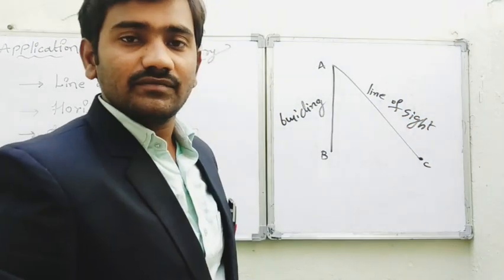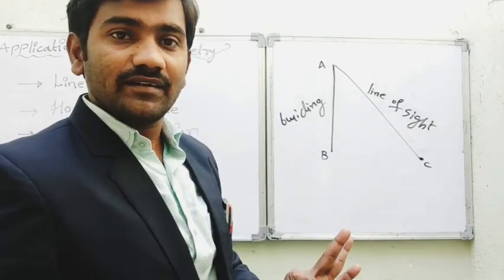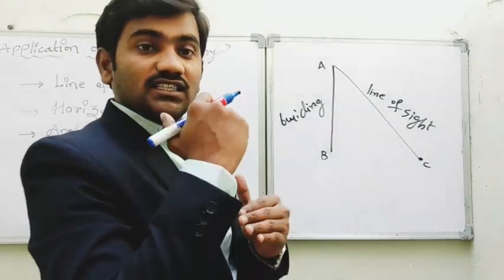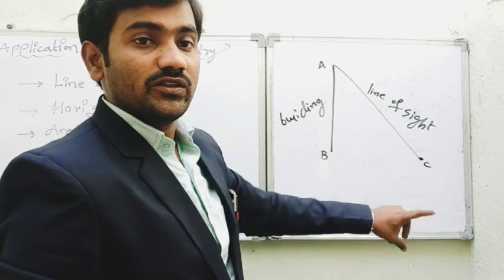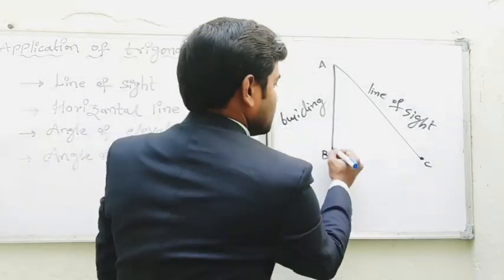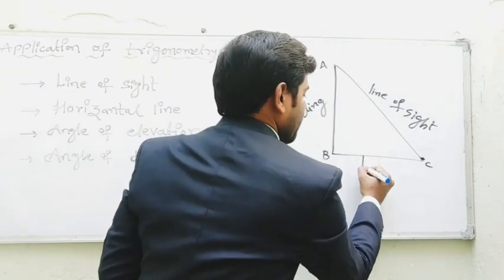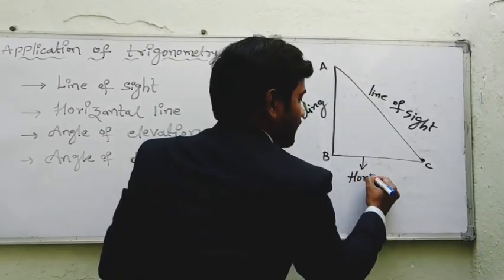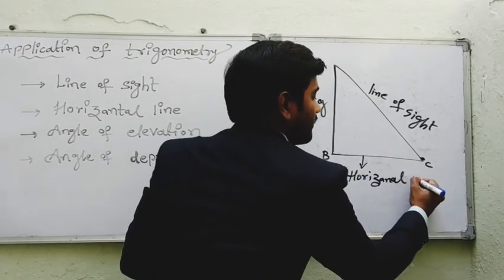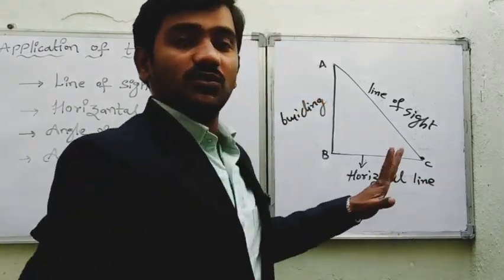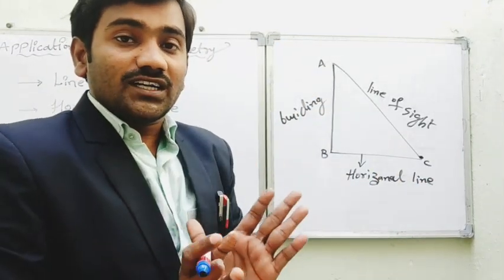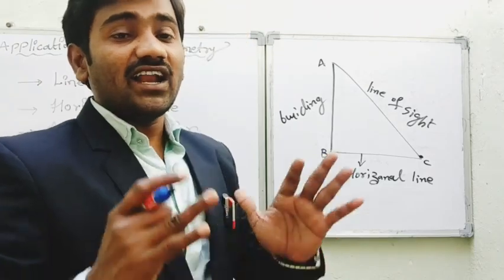Then what is the meaning of horizontal line? From the observer, the straight line parallel to the earth is known as a horizontal line. Now I hope you understand what is the meaning of line of sight and horizontal line.